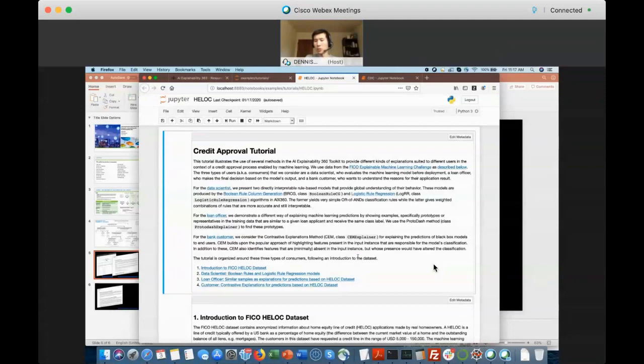Okay, so let me jump into the data set itself. So as I mentioned, this is a data set that was provided with the FICO Explainable Machine Learning Challenge. This data set is about home equity line of credit applications. We don't really need to get into what that is right now.